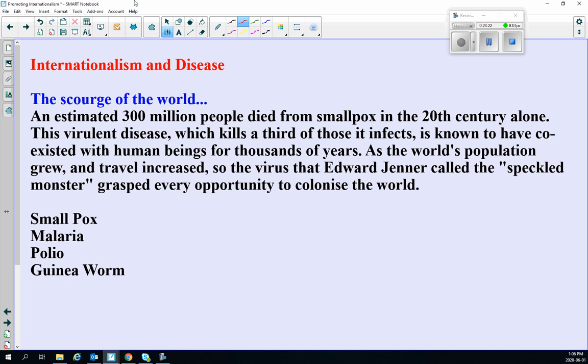And so I think what we'll go after today, and I'll put all these instructions into D2L on the calendar, I think we'll go after smallpox, malaria, and polio. And we're going to save guinea worm for tomorrow as an example of the effectiveness of a non-governmental organization.